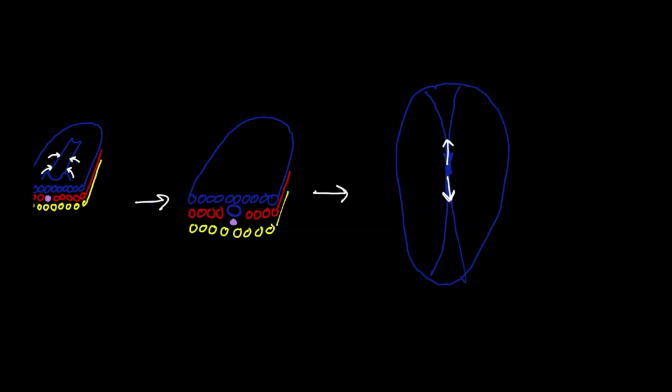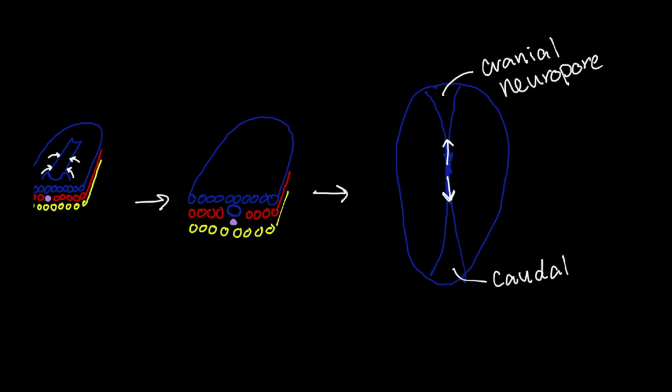And as the fusion of these folds moves along the craniocaudal axis, we have these openings in our embryonic burrito, and they have names. Near the cranial end, it is called the cranial neuropore. And on this end, it is the caudal neuropore. The cranial neuropore will close day 25, and the caudal neuropore will close around day 28.